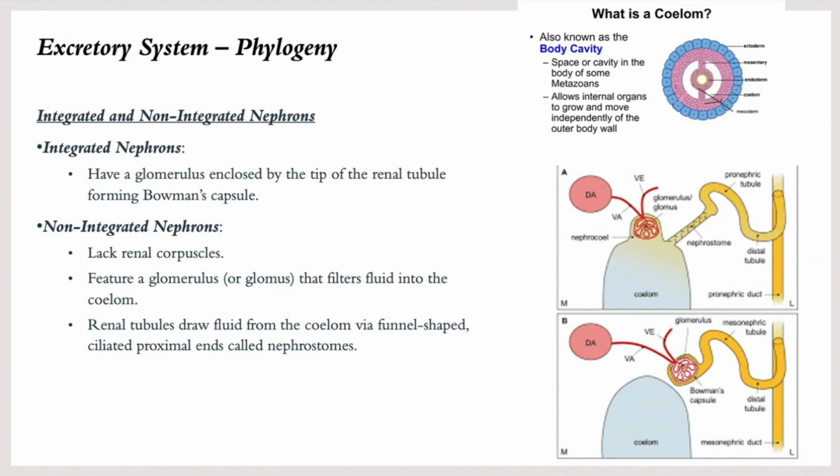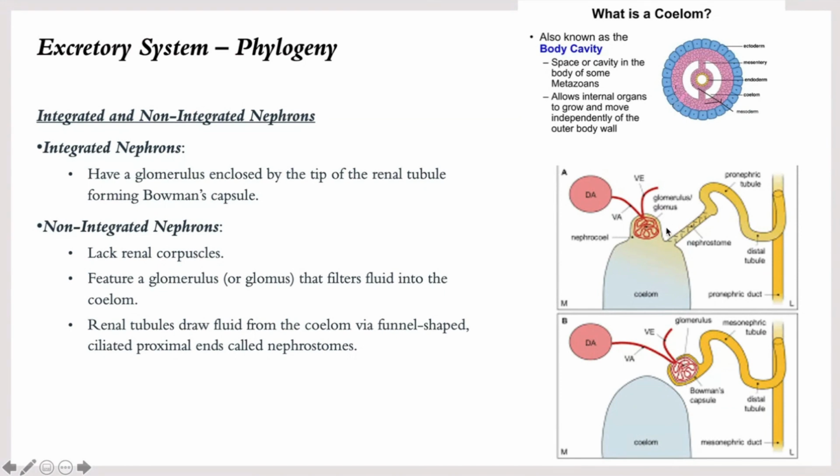Now the phylogeny of the excretory system. So first we have to understand what integrated and non-integrated nephrons are. So integrated nephrons, they have a glomerulus that is enclosed by the tip of the renal tubule, which will form the Bowman's capsule. In other words, integrated nephrons have a Bowman's capsule around the glomerulus. So that is B right here. So we can see, basically we just said that the tubule is enclosed around the glomerulus, which forms the Bowman's capsule right here. This is an integrated nephron.